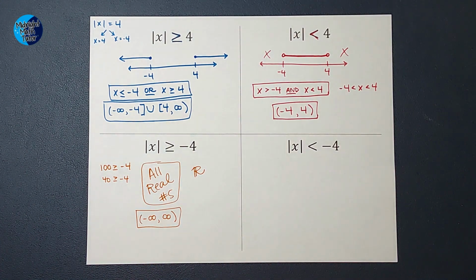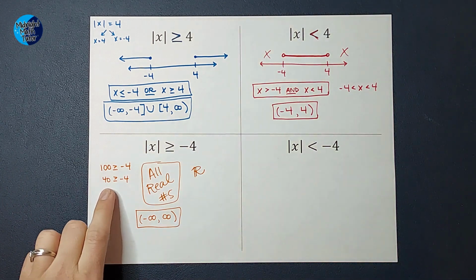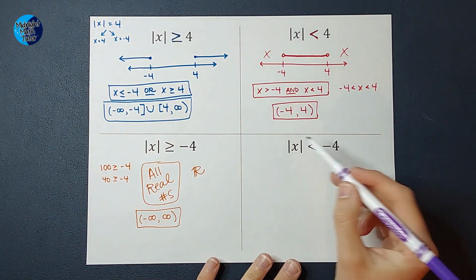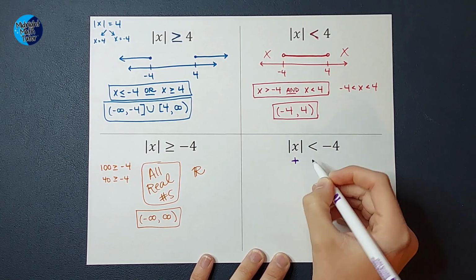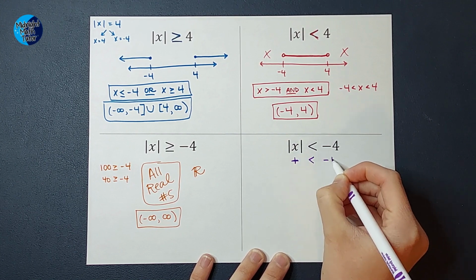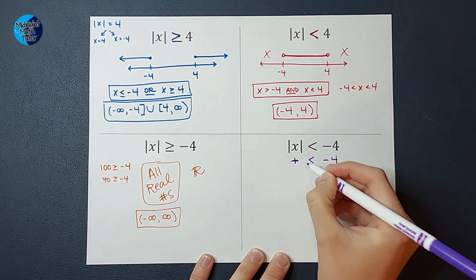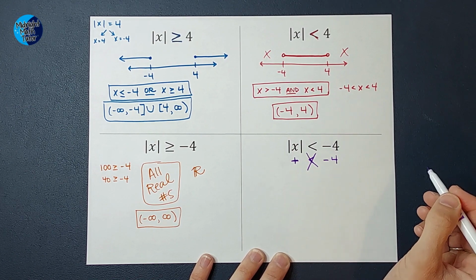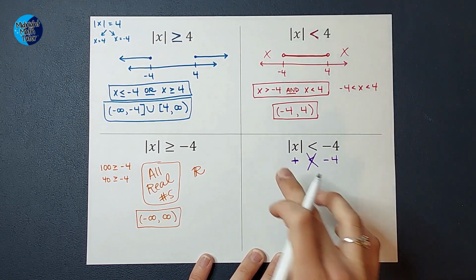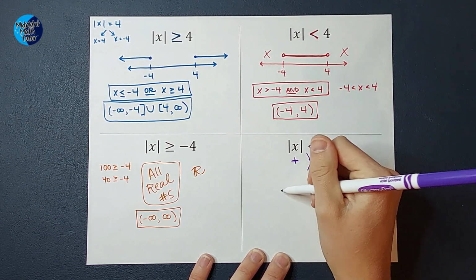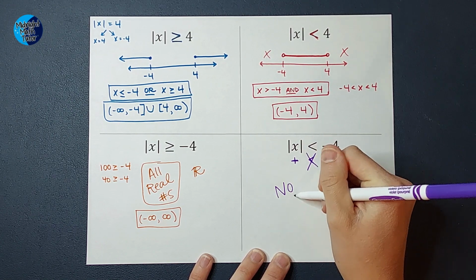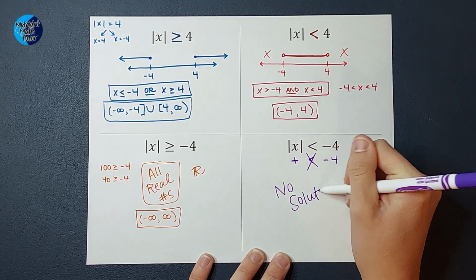Okay, so on this one, I have the absolute value of x is less than -4. Okay, well, going back to what we did over here, if I take the absolute value of anything, I'm going to get a positive number, right? And is a positive number ever going to be less than a negative number? No, it's not, right? Not in this universe, at least, okay? So any number I try to plug in for x is not going to work. I'm not going to get a number less than -4. So in this case, there is no solution, okay?